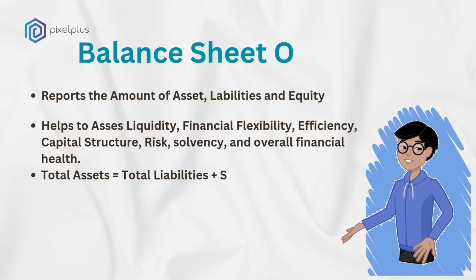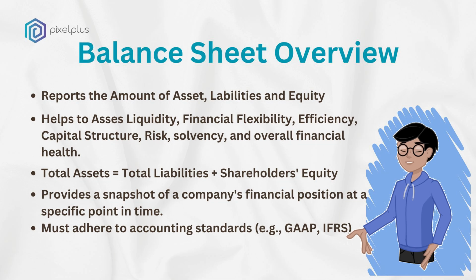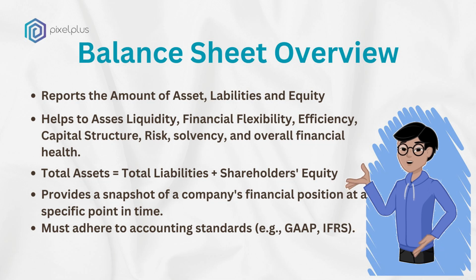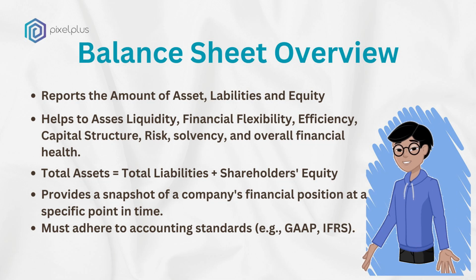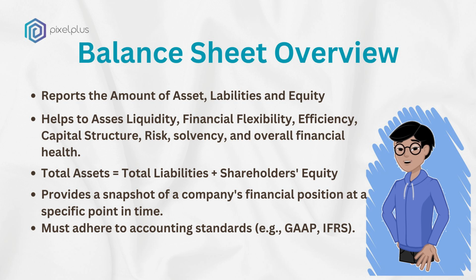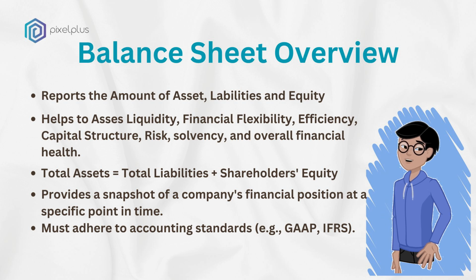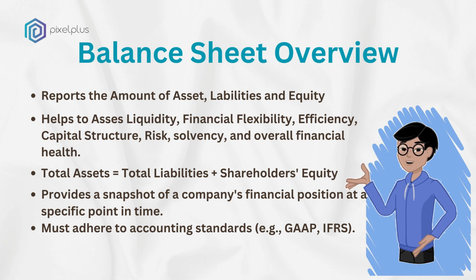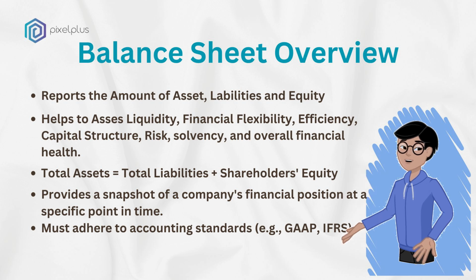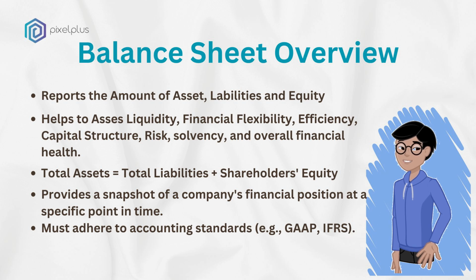Now the first thing in today's lecture is the balance sheet overview. Now what is a balance sheet? The first thing is that the balance sheet reports the amount of assets, liabilities and equity. As I already discussed, the balance sheet contains two sides, the asset side and the liability side. And on the same liability side, we will put the equity.